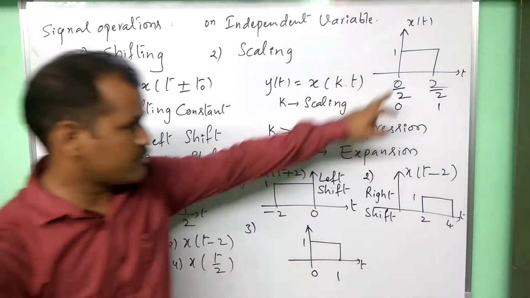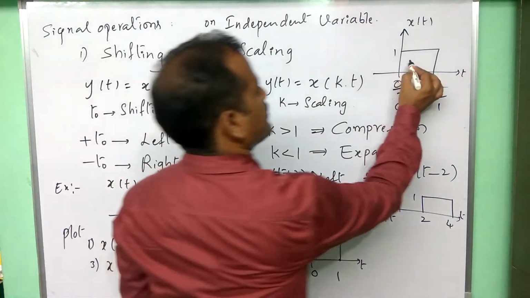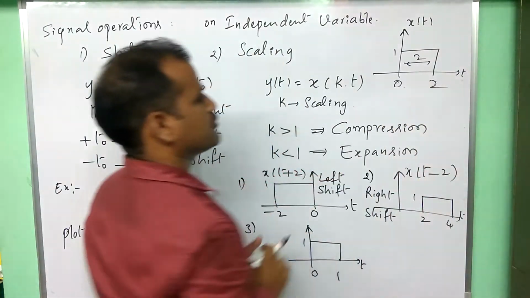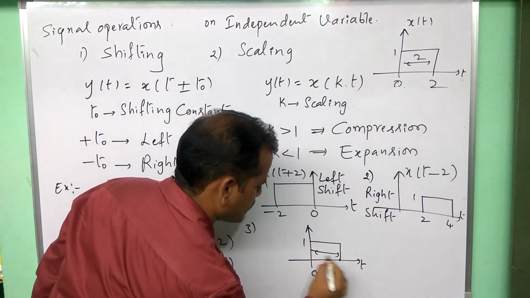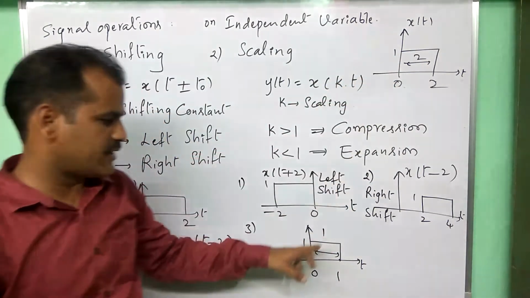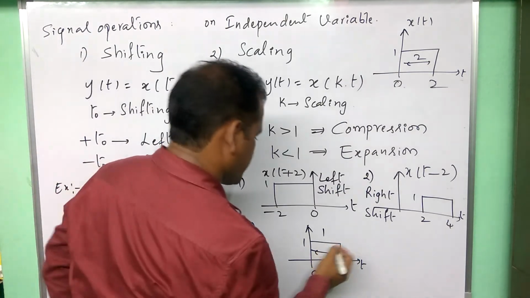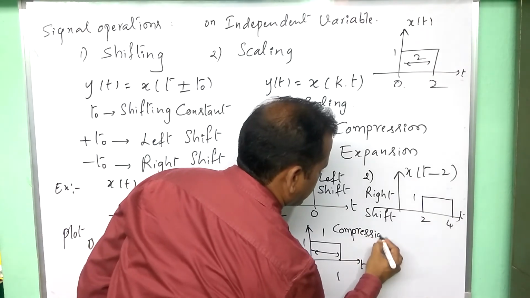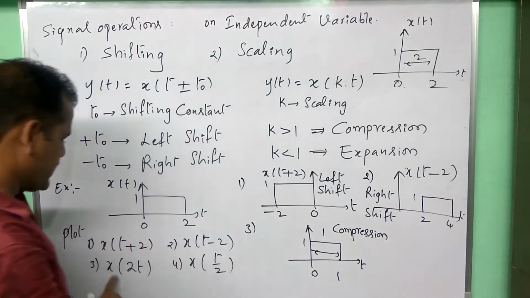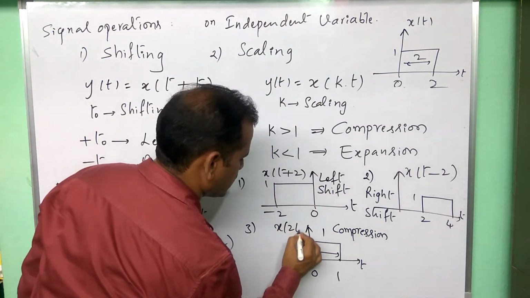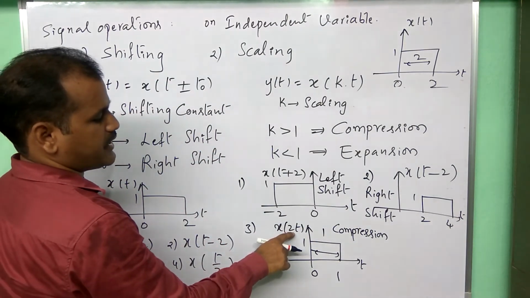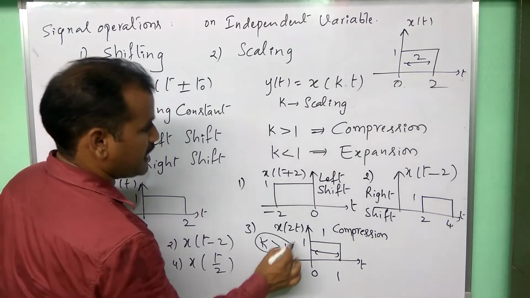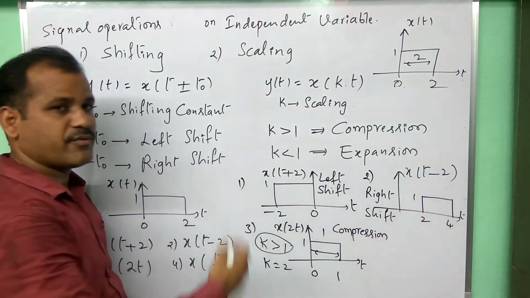Fine. So when compared to the original signal, what happened to this signal? The original signal is from 0 to 2, so its width is 2. Here the width is 1. So when compared to the original signal, the resultant signal is compressed. That is why this is called compression operation. The name of this signal is x of 2t, where t is multiplied by 2 and the k value is 2, which is greater than 1. When k value is greater than 1, it is compression operation. That is what we have verified.